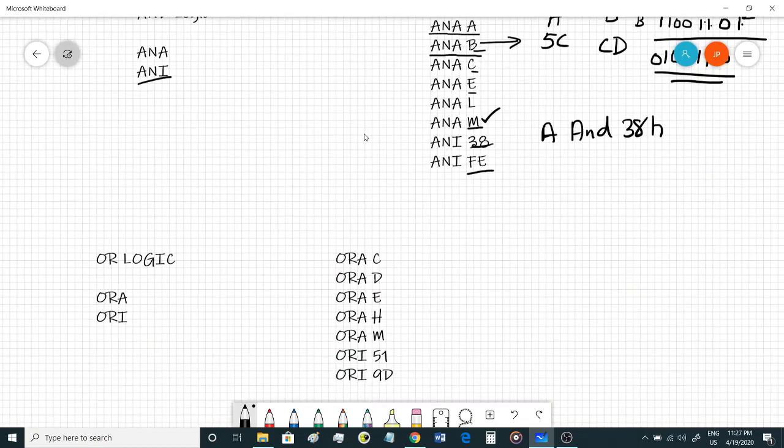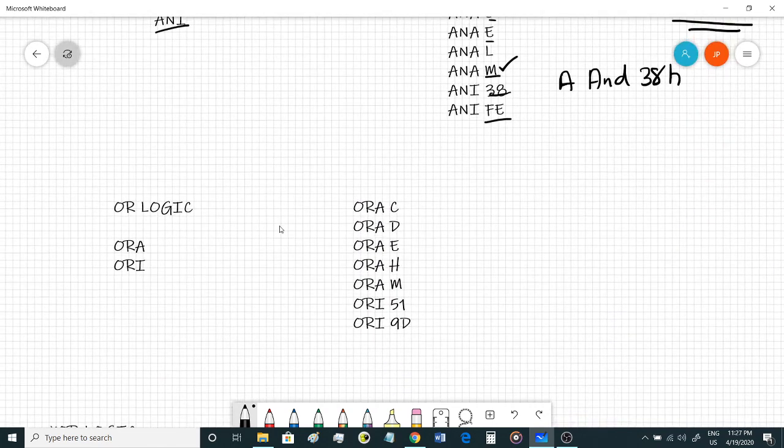Then comes the next logic gate, and that is the OR logic. I hope you know what OR logic is and you know its truth table, so I won't be explaining the truth table of OR logic here. It is very similar to the AND gate. Here we have ORA and ORI, very similar to ANA and ANI. In ORA C, A will get ORed with the C register and the result will go into the A register. So the OR operation will happen between A and C.